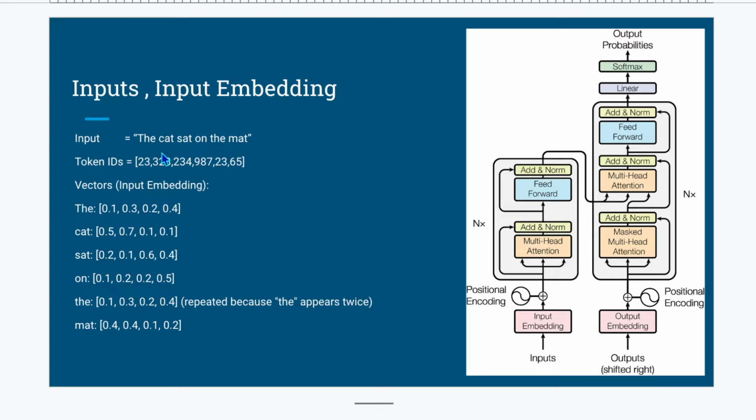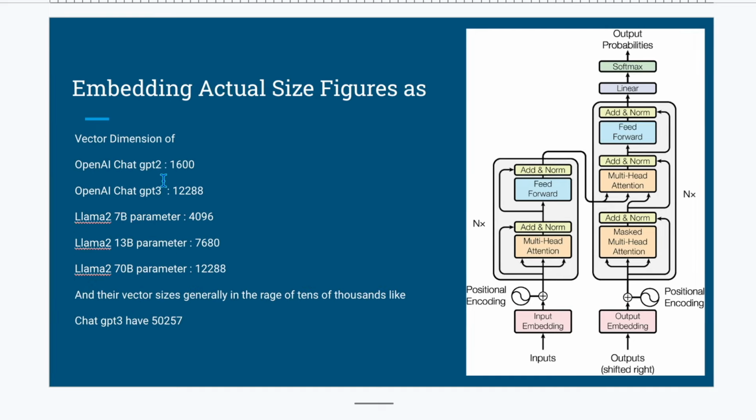So first it is converted into token IDs, then it is converted into vectors. So here "the" gets converted into a four-dimensional vector, because we are representing it in a hypothetical small scale order. That's why we take a four-dimensional vector. But in actuality, these are like this. So GPT-2 has a vector dimension size of 1600.